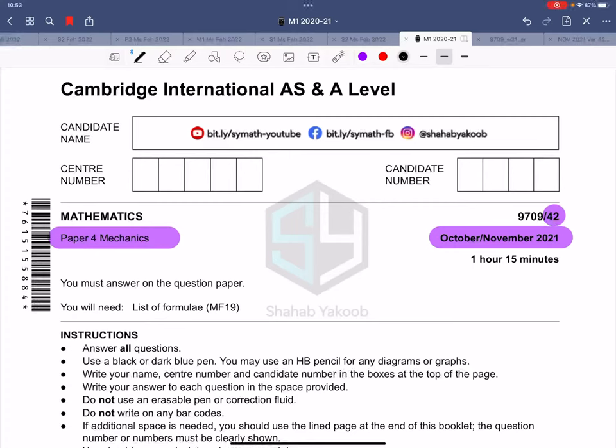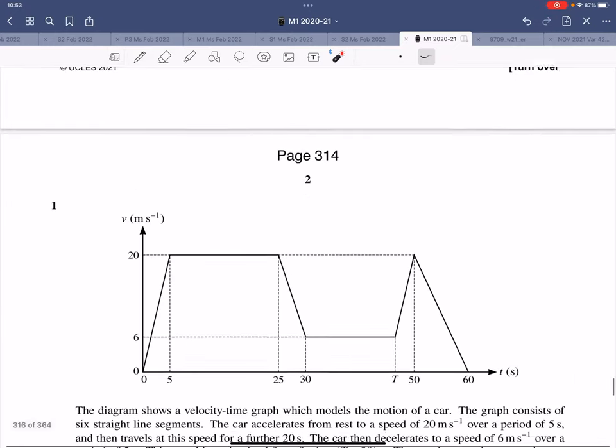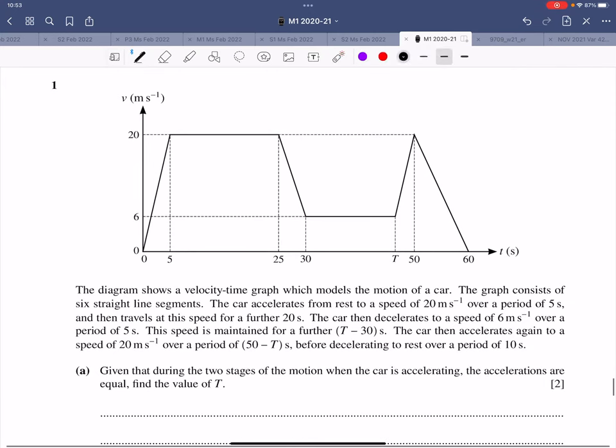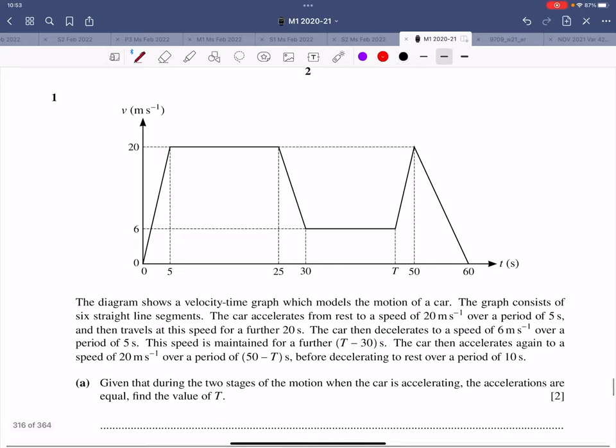Next, M1, paper 4, November 2021, the second variant. Let's look at the first question. The first question is about kinematics, and this is about constant acceleration. So it's kinematics with constant acceleration.